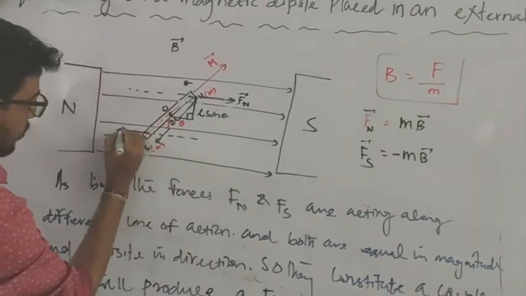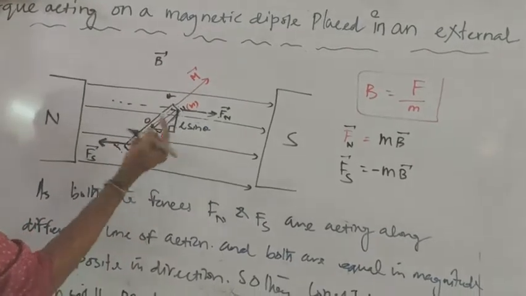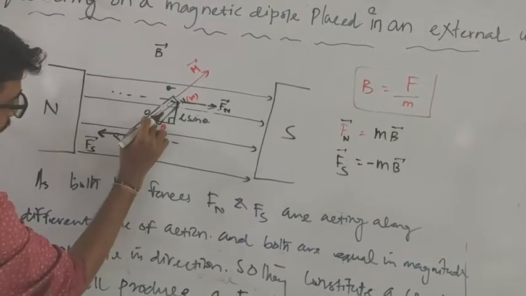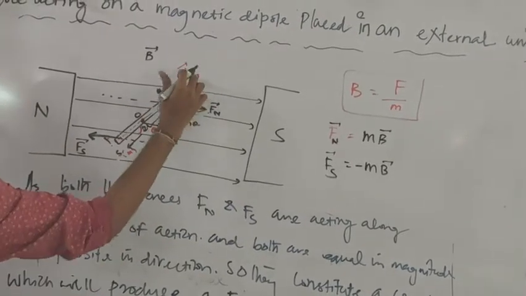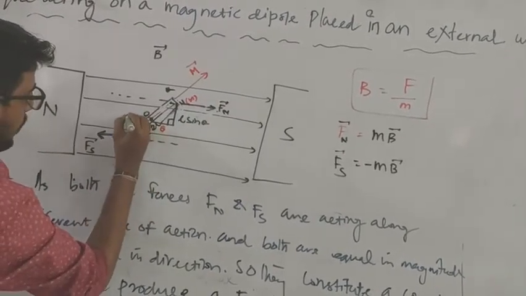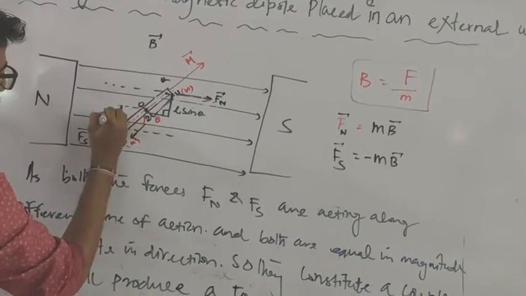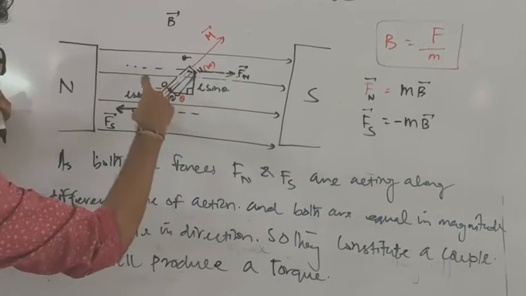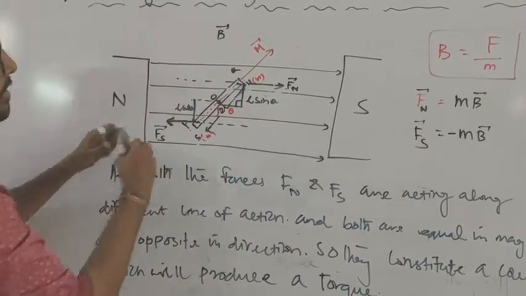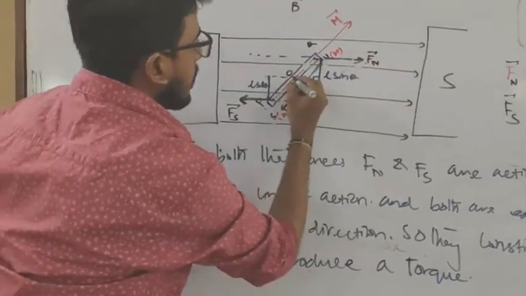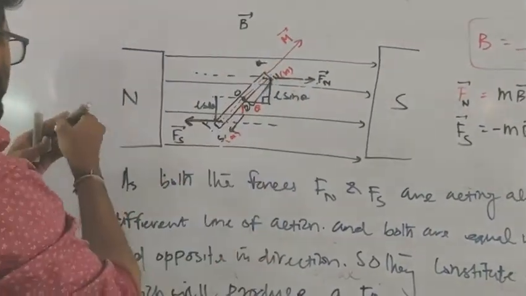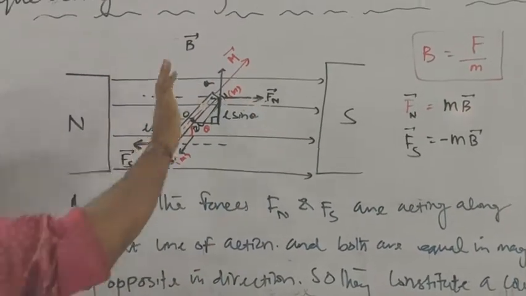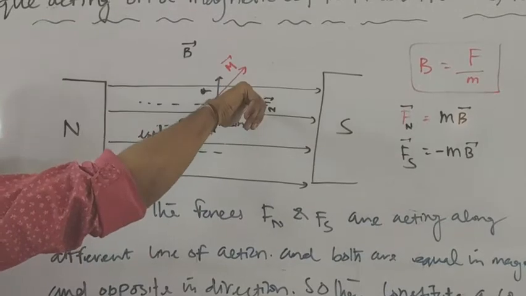Similarly, for this force, we want to calculate the torque about this point O. Similarly, from P to O, the length will be L. Again, the angle between B and the direction of L will be theta. So from this point, the perpendicular distance is also L sin theta. Here the perpendicular distance is L sin theta, and here the perpendicular distance is L sin theta. As the force is along this direction, and from this point the direction of R will be like this, the cross product R cross F will be inward.